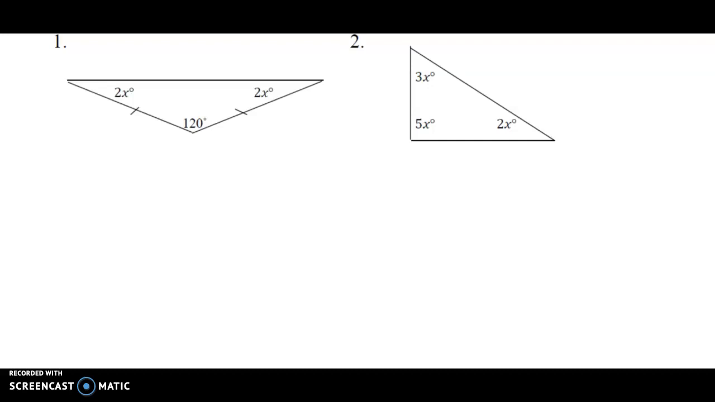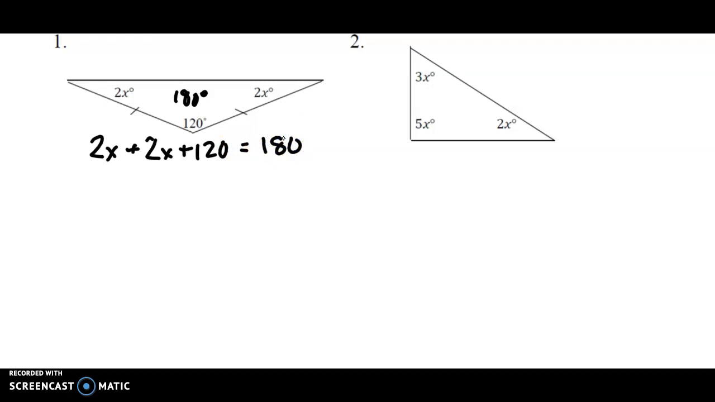We have a triangle and we see that this angle here measures 2x, this angle here measures 2x, and this angle here measures 120. So the first thing I need to do is figure out what is the value of x. And we start by remembering that the interior of every single triangle measures 180 degrees. So using that information, we can write an equation. So we have 2x plus 2x plus 120, and that equals 180 degrees.